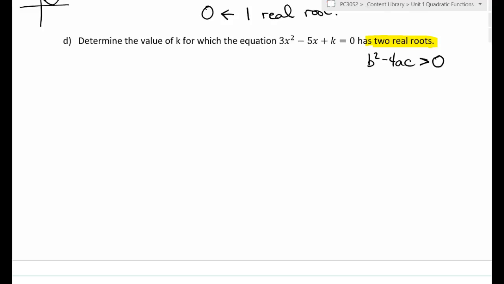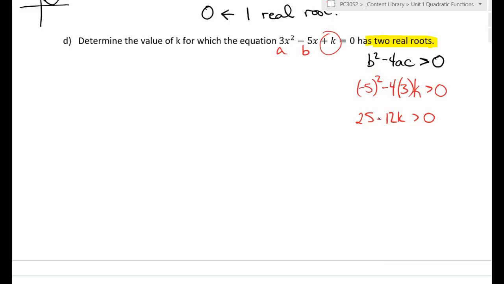So I'm going to plug in a, b, and in place of c, I'm going to use k because I don't actually have a number to go in there. So it's going to be negative 5 squared minus 4 times 3k is greater than 0. So 25 minus 12k is greater than 0.